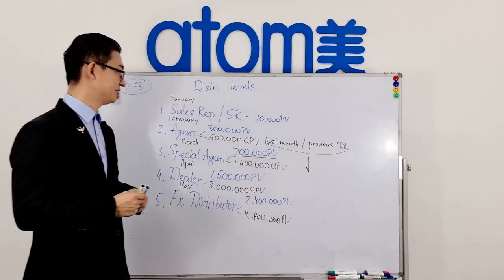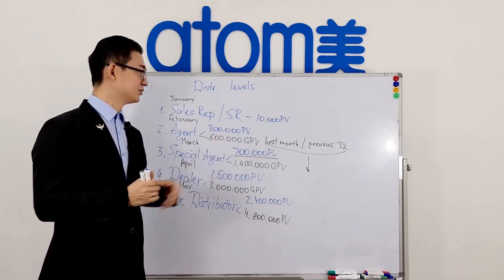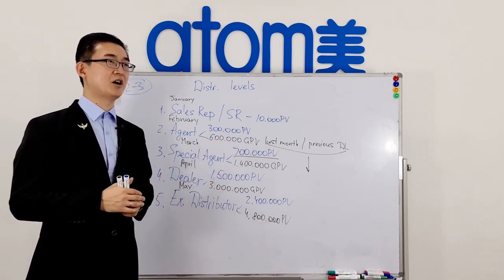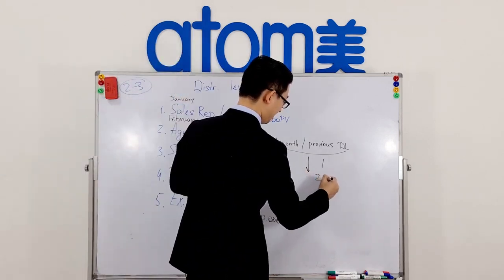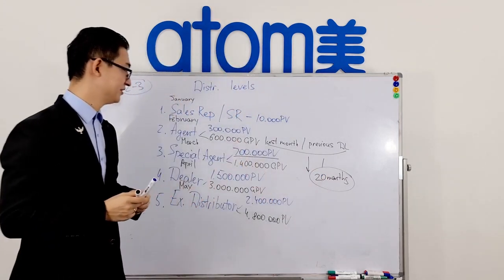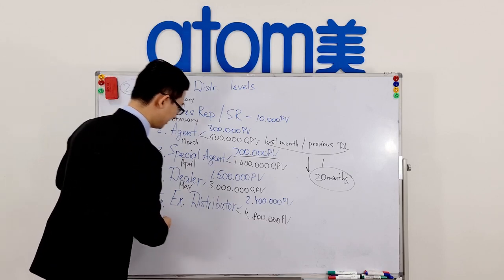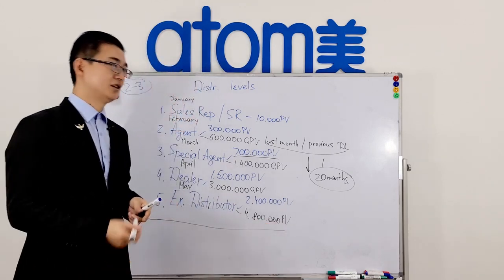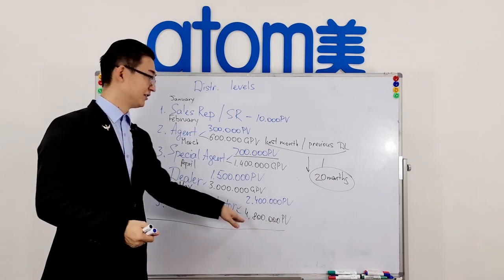And this amount stays for almost 2 years. And we have achieved this amount in March 2019. So for almost 20 months, our amount of personal PV stays almost intact. And we have achieved this level of distribution in May 2019 via our group sales.